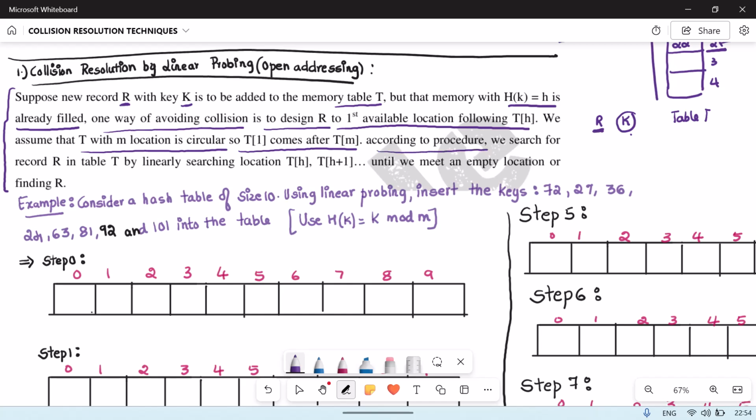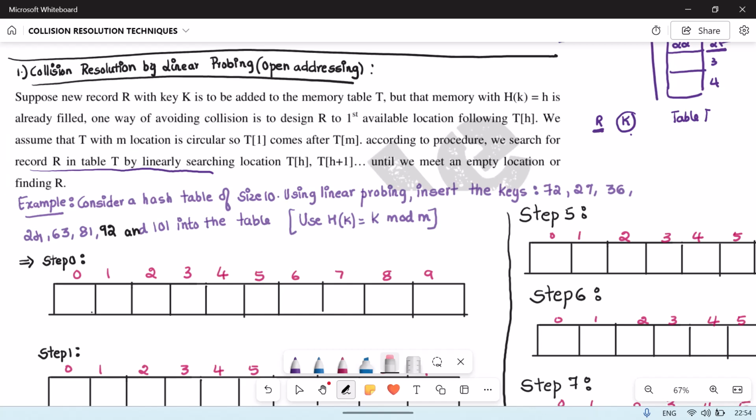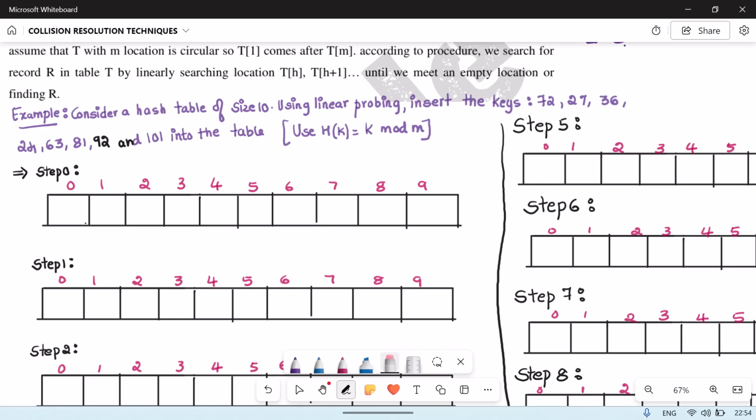According to the procedure, we search for the record R in the table T by linearly searching the locations T of H plus 1 onward until we meet an empty location or find R. Now, what do you mean by all this? Let us take up an example, and with that example, I'll show you what this paragraph means. See here, I have taken an example.